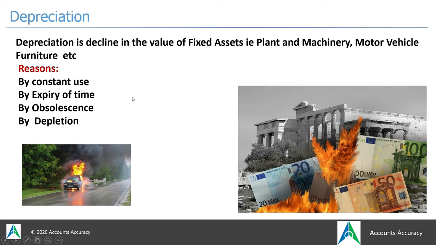Depreciation is decline in the value of fixed assets, that is plant and machinery, motor vehicle or any fixed asset of the company. Now, the reason for depreciation, as you know, is constant use, expiry of time, obsolescence and depletion. As we keep using the fixed asset for a longer period of time, because of that the value deteriorates day by day, and that is called depreciation, which is actually a loss for the company.